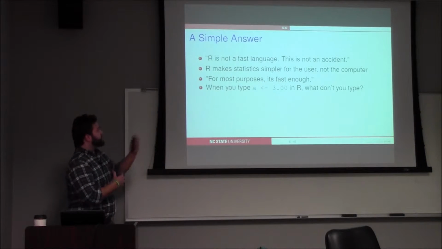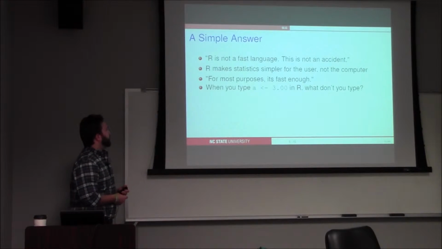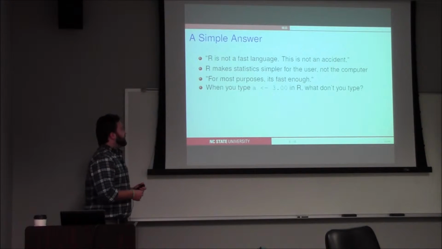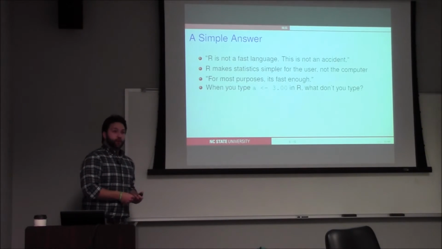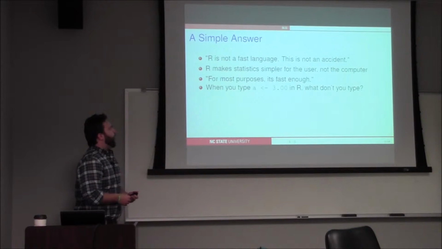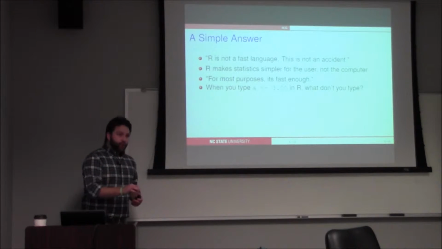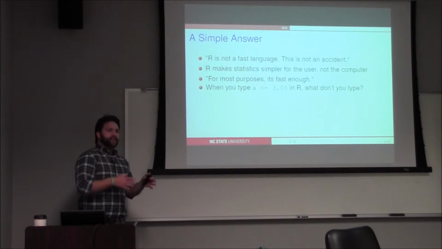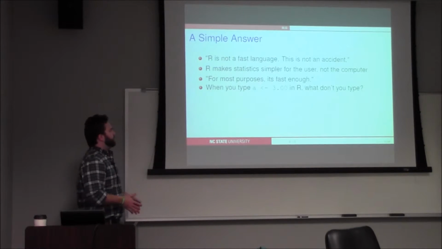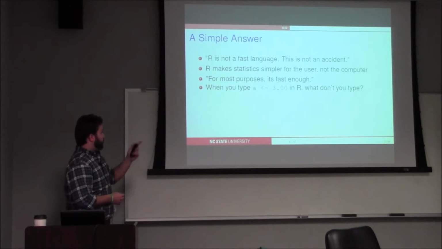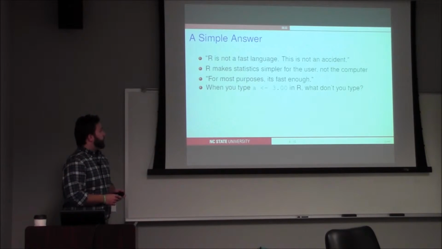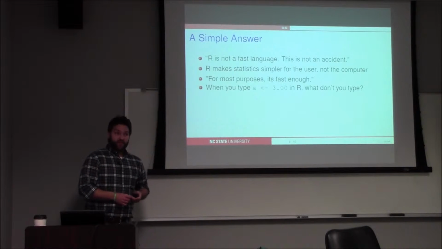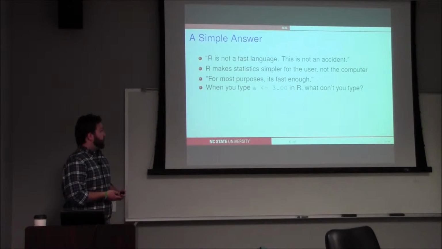And so let's develop a simple answer for why R is slow. Really, R isn't designed for the computer to do things quickly. R is designed for you to do things easily. So R is designed with you in mind. It's not designed with the computer in mind. In fact, in those paragraphs that I showed you, one of the most important quotes that I saw, Hadley Wickham says, "For most purposes, it's fast enough." And I believe that that rings true.